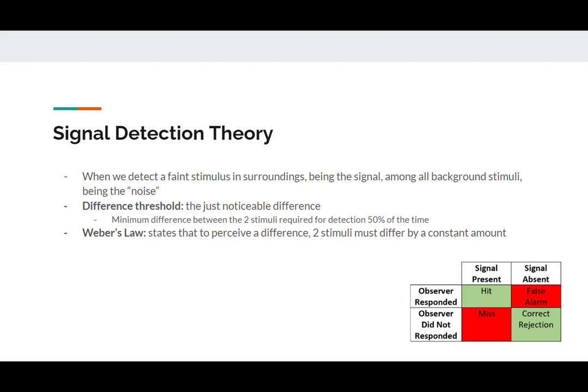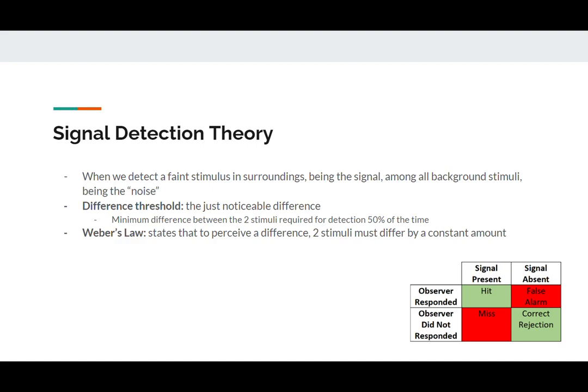Detecting a faint stimulus also depends on our psychological state, which has to do with the signal detection theory. This theory predicts when we detect a faint stimulus in our surroundings, being the signal, among all background stimuli, being the noise. These theories seek to understand why we respond differently to the same stimuli, and ultimately attribute it to our experiences and expectations.